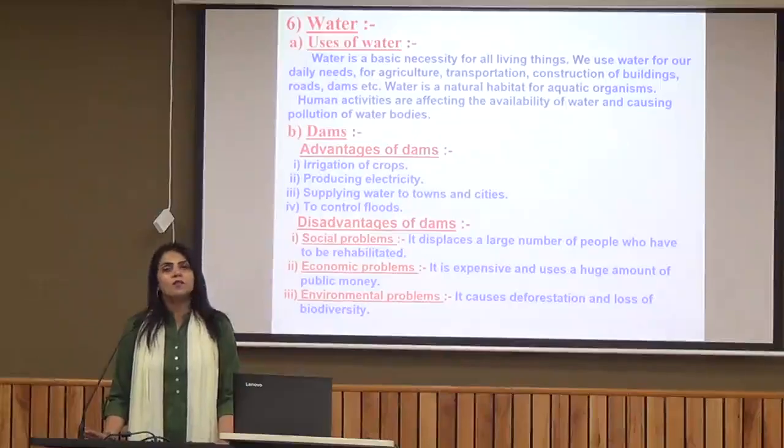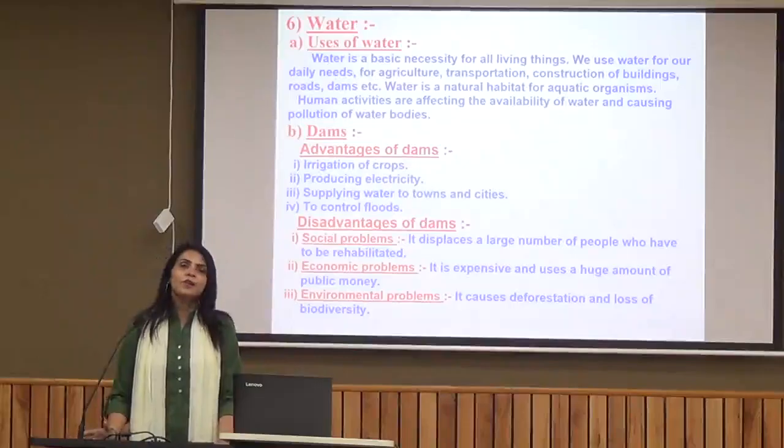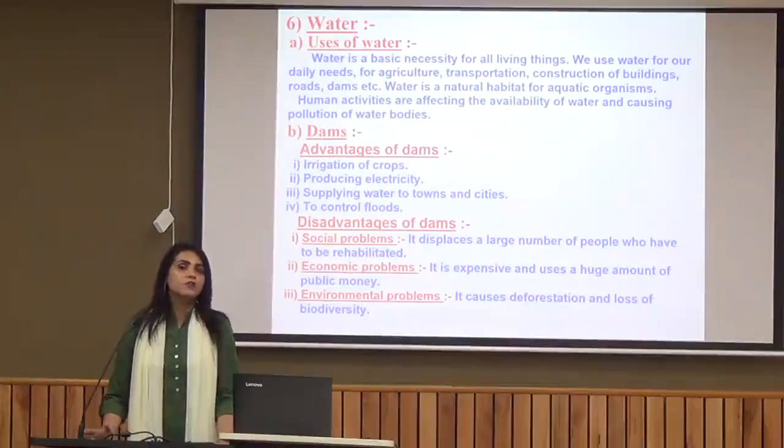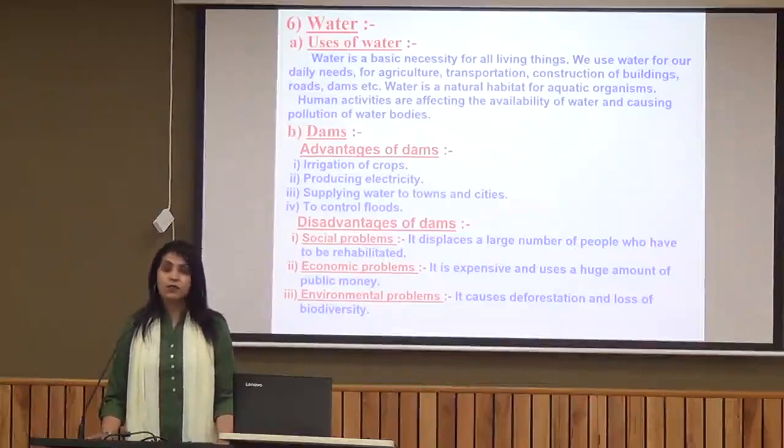It has been observed that the people who live in an area near the dam grow crops which require lots of water, and the people who are living far off from the dam are not getting an appropriate amount of water. The third is the environmental problem, because whenever we build a dam, it causes deforestation and the loss of biodiversity.